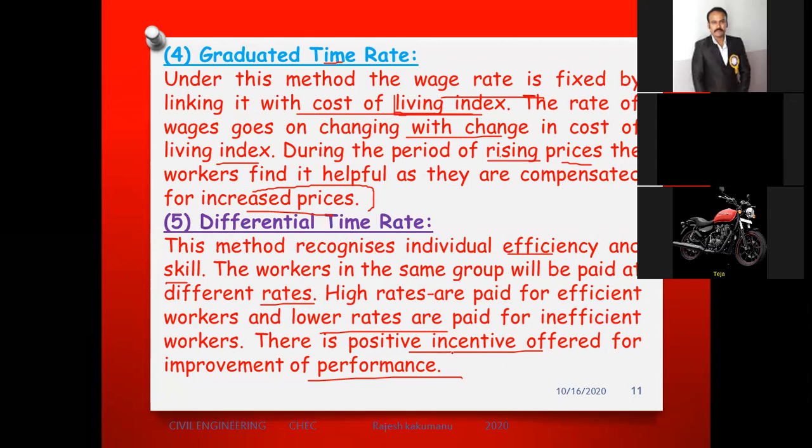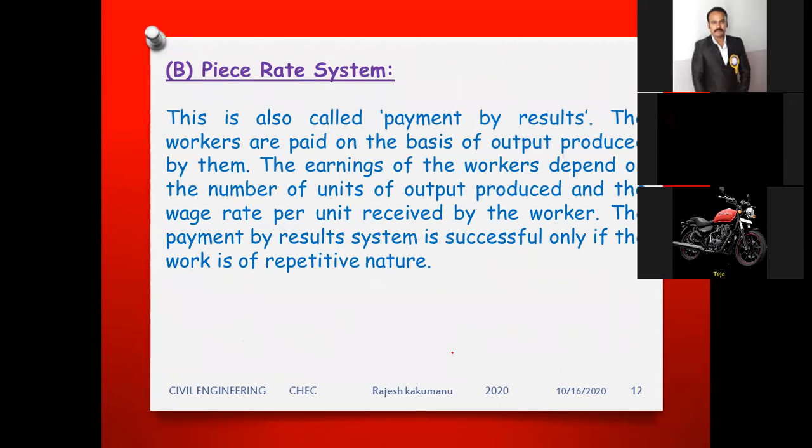So they decide on their own. This is also another method of differential time rate. Next, coming to the piece rate.